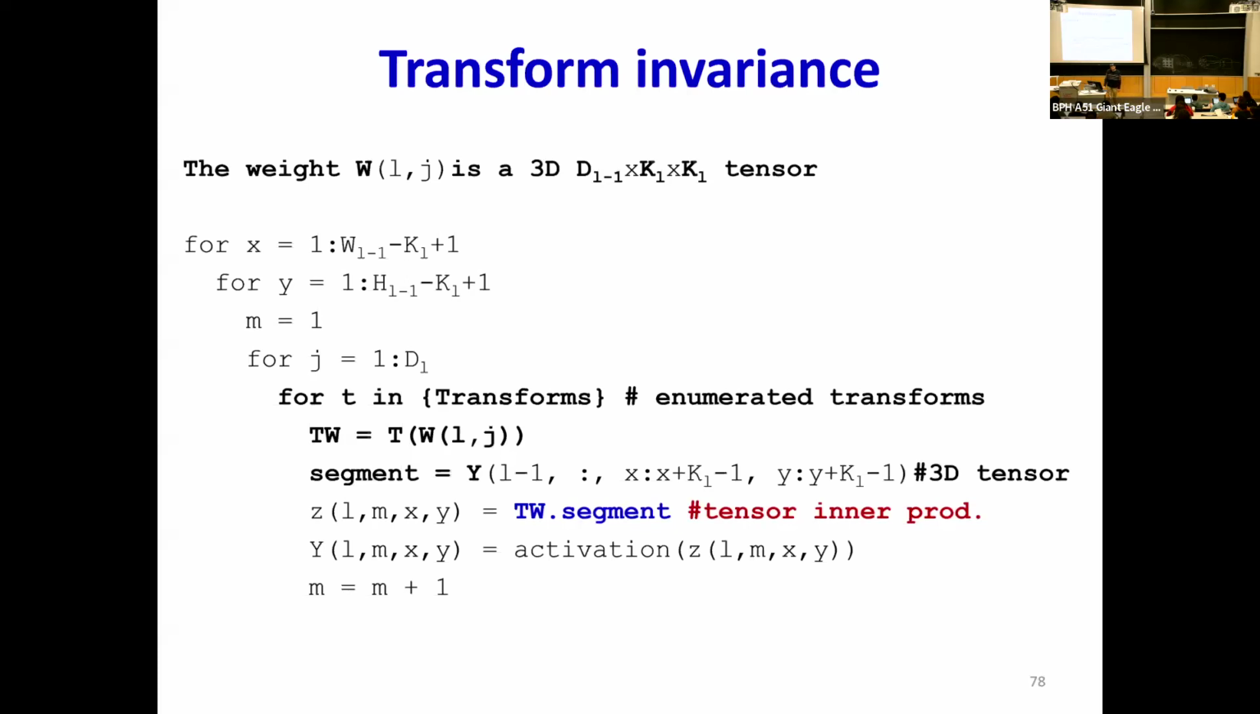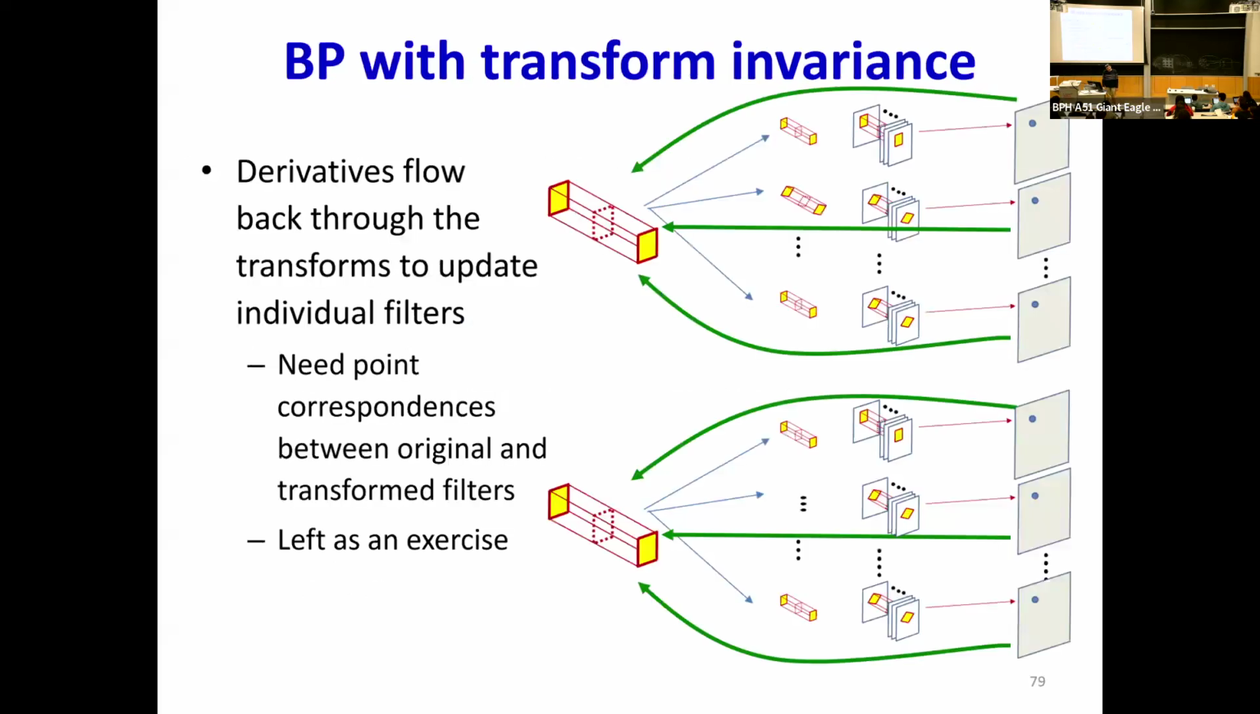That makes sense to everybody? And of course, if you perform implicit transform invariance, then when you're computing the derivatives for any particular filter, you would actually compute derivatives for every transformed version of the filter. Then you're going to have to untransform those derivatives and pool them all to get the derivative for the original basic filter itself. And that's going to be a lot of painful work as well, right?